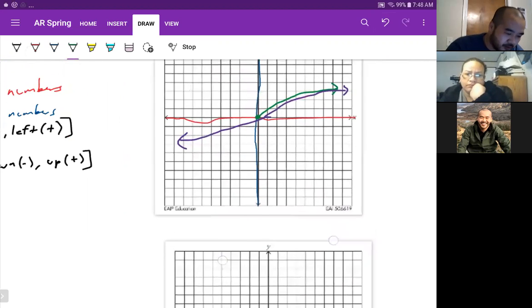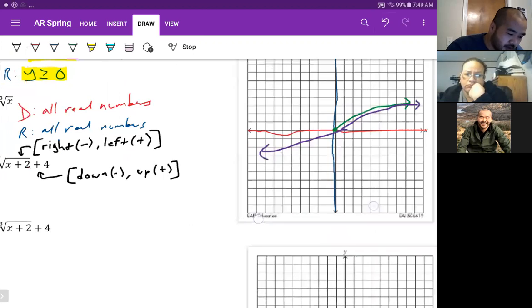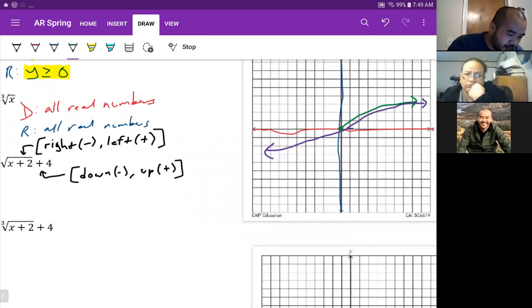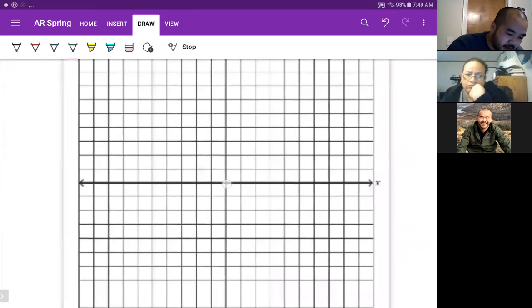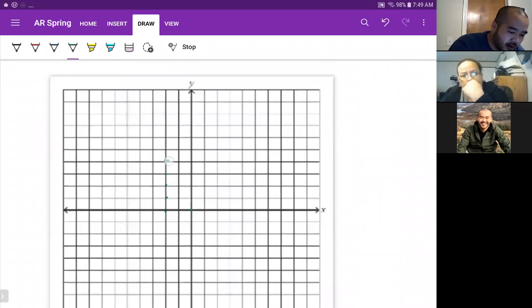So remember, this was the original one here. So what we're going to do to it, it's a +2 here. So we'll shift it 2 to the left and then 4 up. So originally it was here, 2 to the left and then 4 up. So here is the new spot. So it's going to do that.